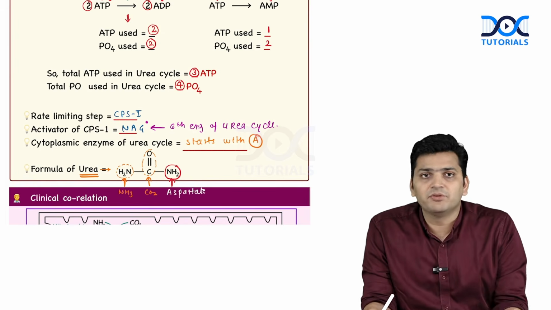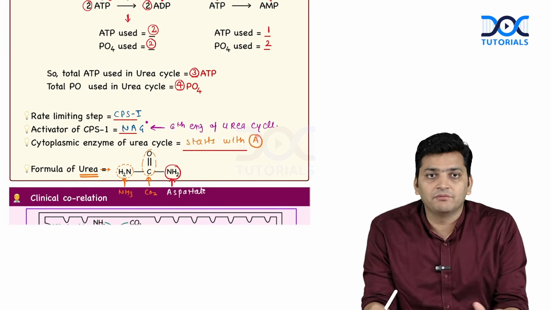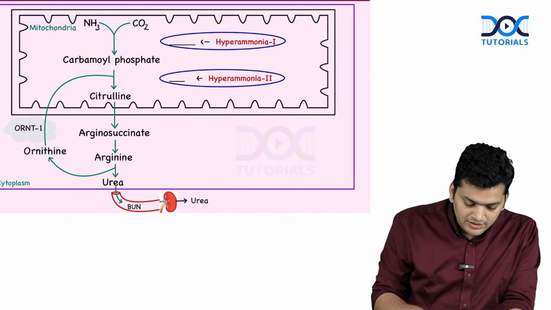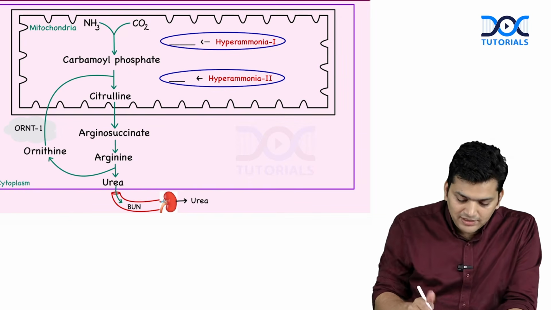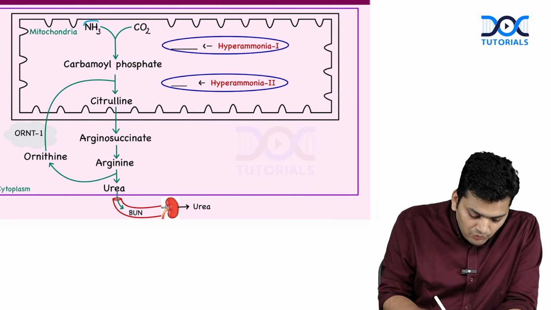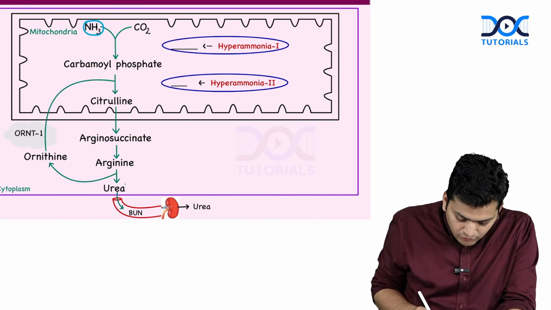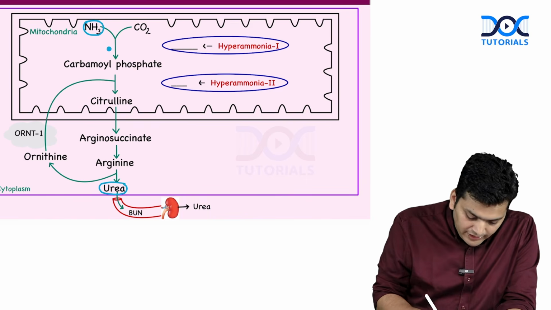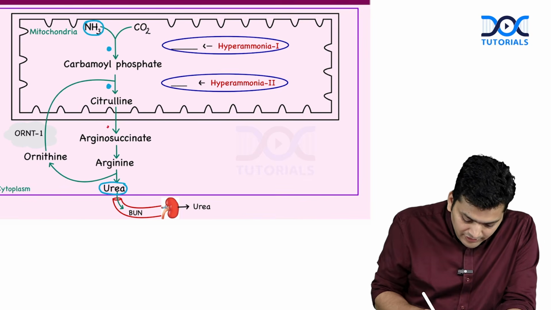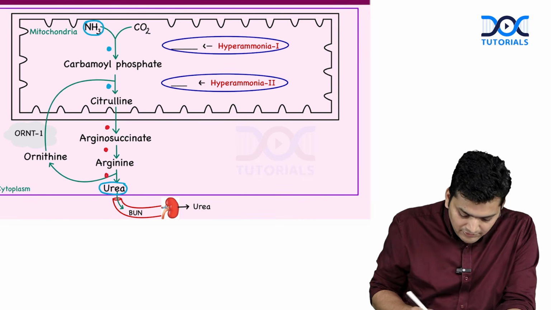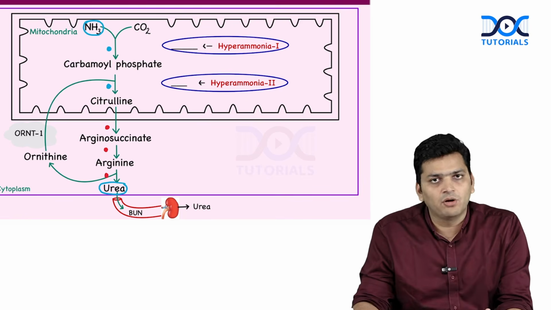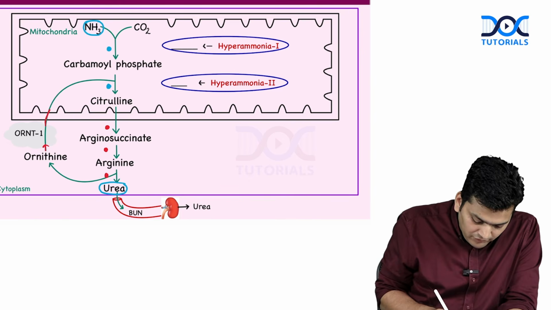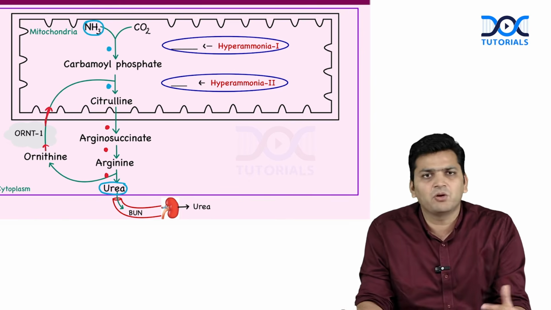Then there are some disorders which are related to the urea cycle. If the urea cycle is not working properly, how will the patient present, what will be the manifestations? This is what we have discussed in the urea cycle. The same thing is written here. Ammonia ultimately converts into urea and there are a total of 5 reactions. The first 2 reactions occur inside the mitochondria and the remaining 3 reactions occur in the cytoplasm, and ultimately we make urea and ornithine. This ornithine will come back with the help of ornithine transporter 1, come inside, and be reutilized. This is what we have discussed, right?